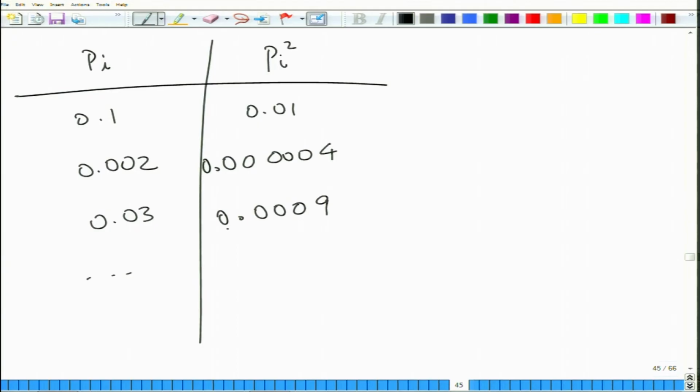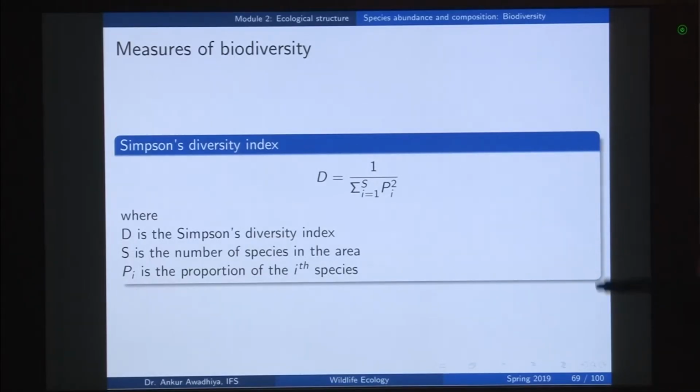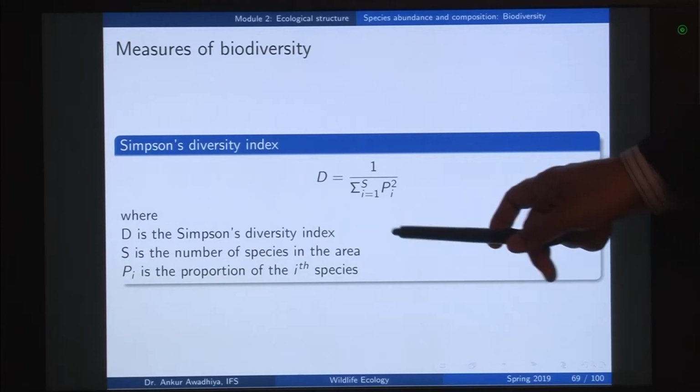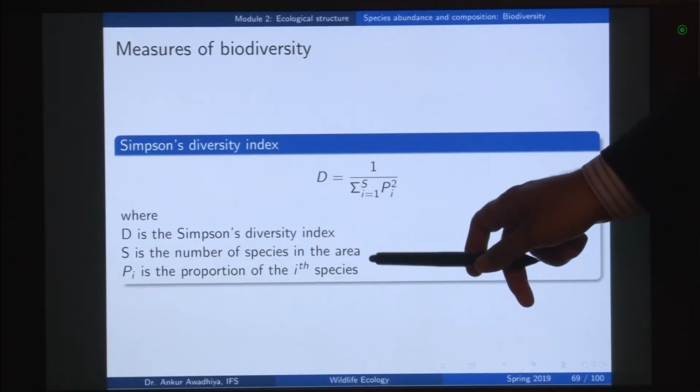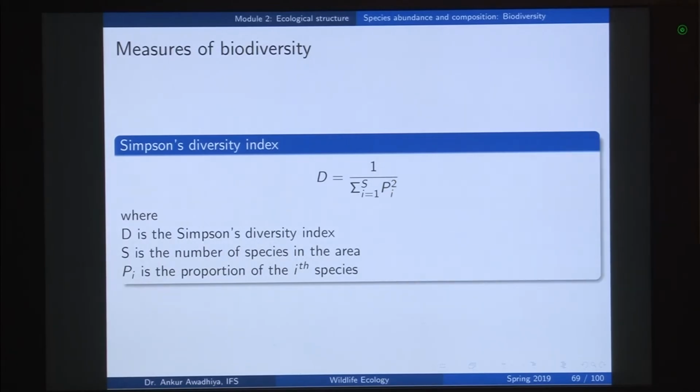Now, you do a sum of all the Pi squares and you will reach a value of x, and then D is given by 1 divided by the sum of all the Pi squared, or this value of x. So, this is the measure of biodiversity that is given by the Simpson's diversity index. Now, D is the Simpson's diversity index, S is the total number of species in the area, and Pi is the proportion of the ith species in this area.